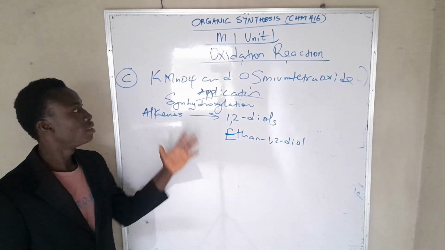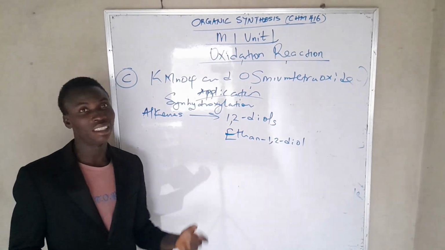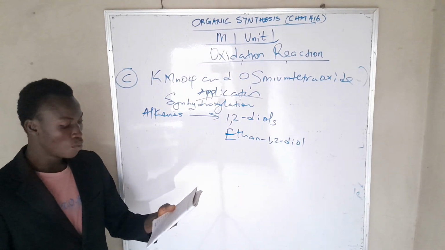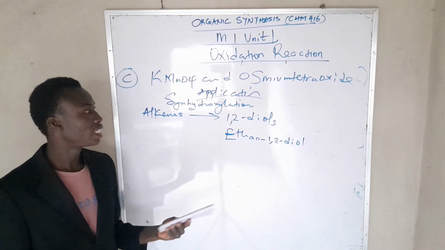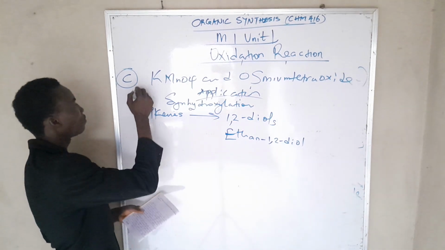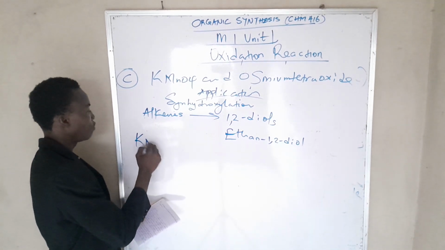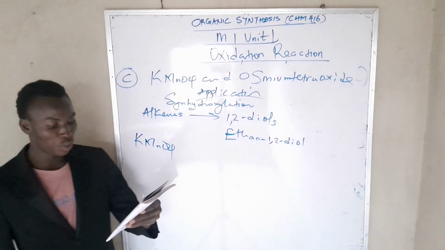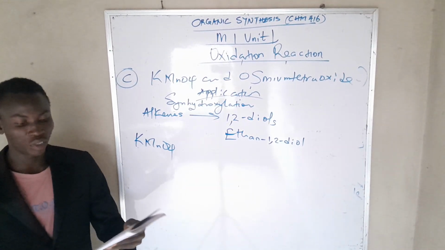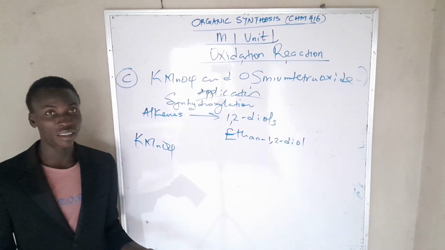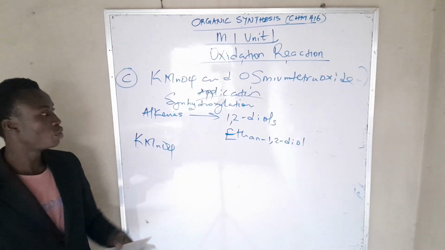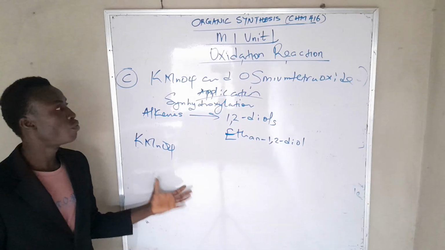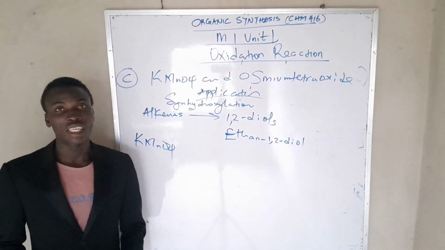So in most cases the chemists don't utilize this if the need is not actually required. So mostly we make use of what we call the KMnO4. So take note of that, the KMnO4. When it comes to the KMnO4, which is potassium permanganate, this one is not expensive and it is safer. So they can ask you what are the advantages of the KMnO4 over the osmium tetraoxide.